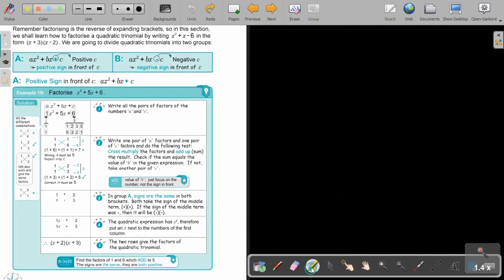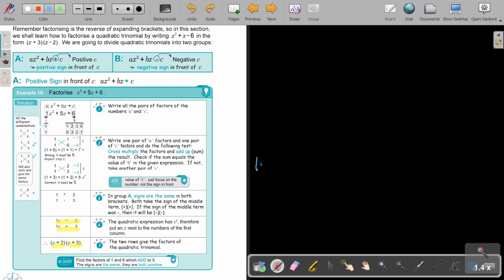Okay, so very important, this is your first bracket, do you see? And this is your second bracket. Don't write the brackets over cross. The top is the first, the bottom is the second. The two rows give the factors of. And again, how can you check it? So let me just show you quickly the checking here.